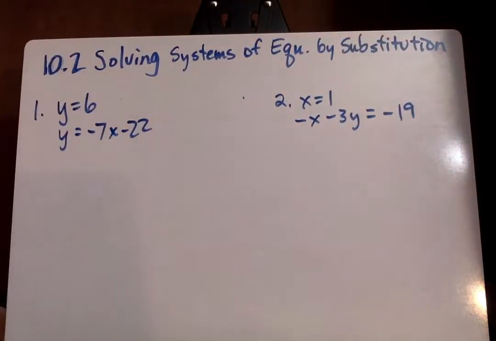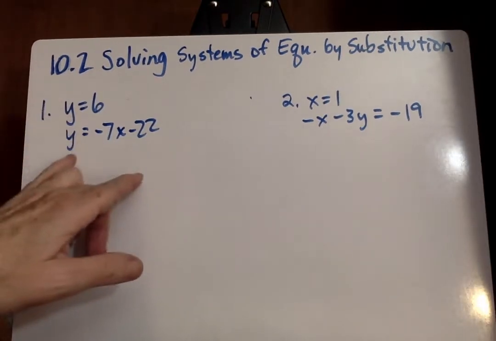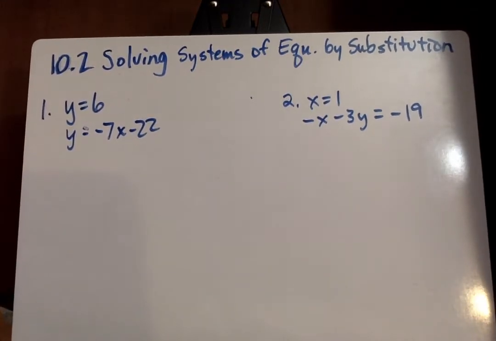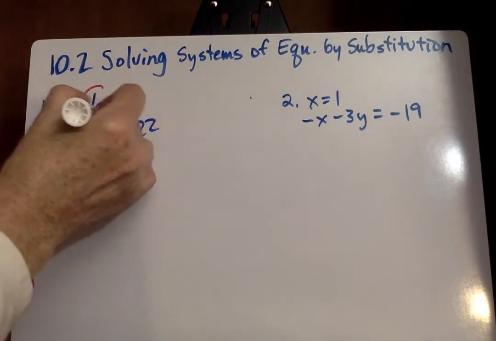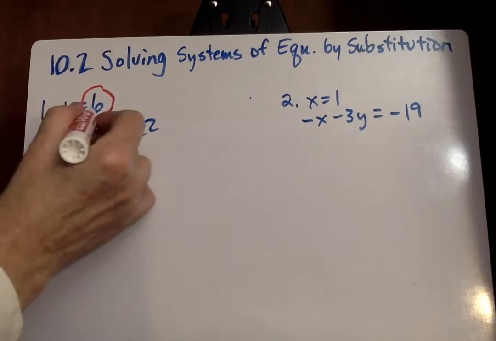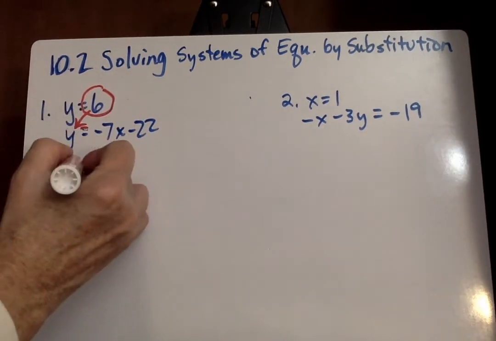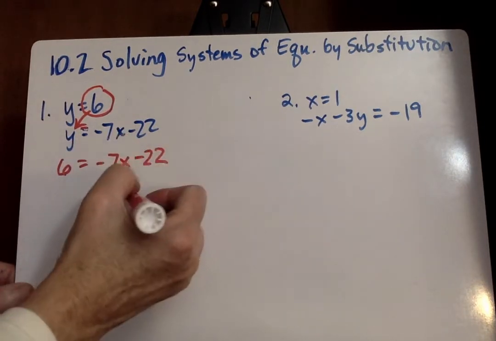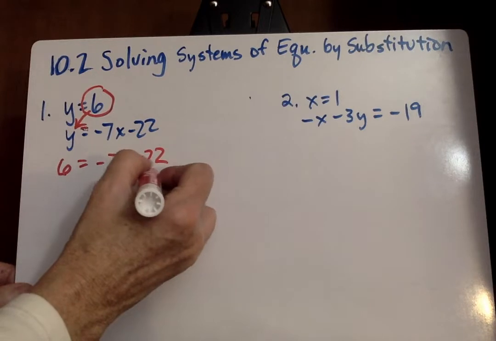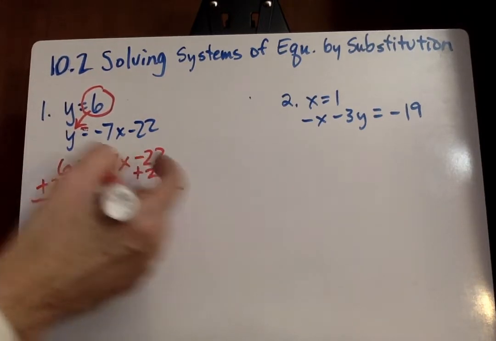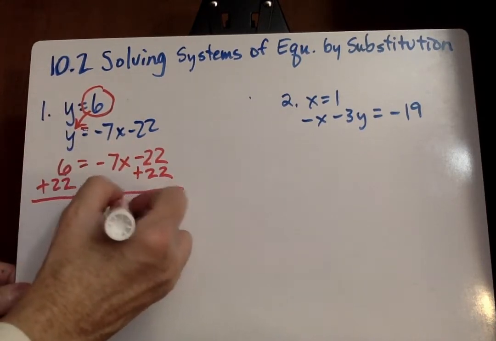Number 1, identify the isolated variable. Which variable is by itself? Well, this has x and y. This one just has y. So I'm going to substitute this 6 in for the y here, and then I'll solve for x. So if I put 6 in, substitute it there, I get 6 equals negative 7x minus 22. Okay, then I'm going to add 22 to this side, add 22 to this side, and I just go through my normal steps to solve for x.